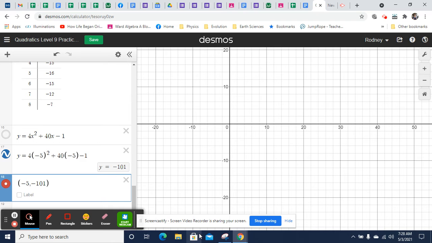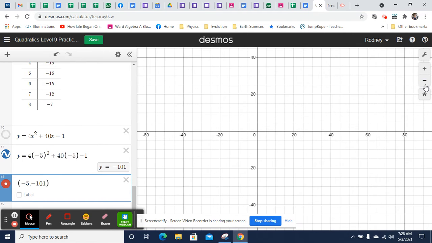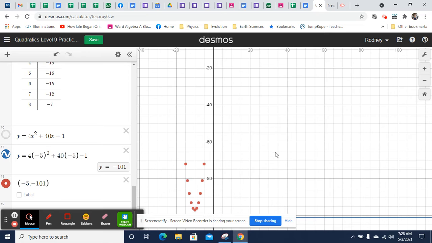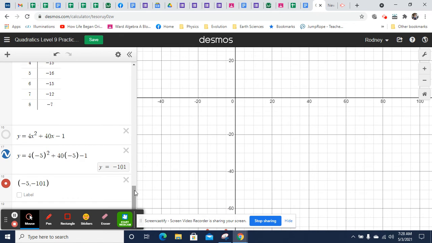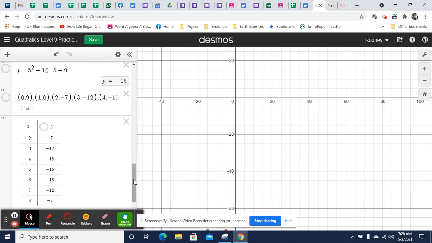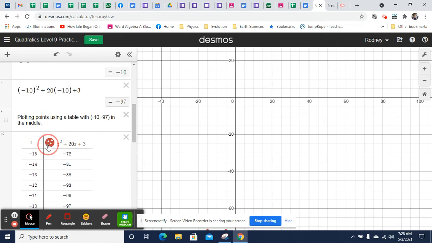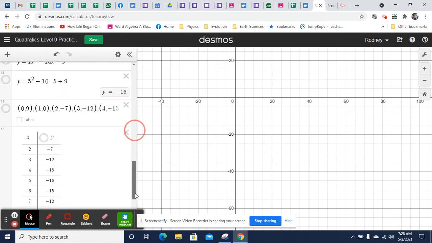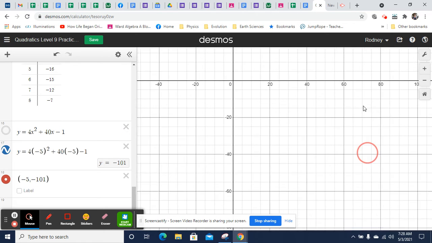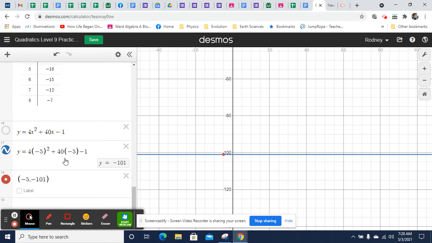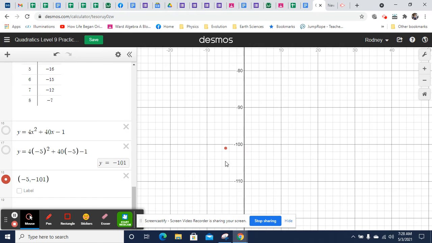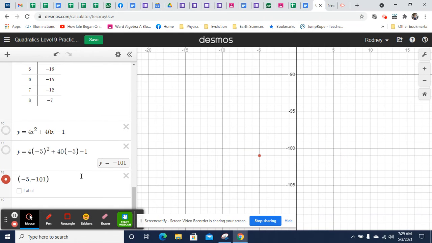Now, I'm going to zoom out so you can see that. Oops, I've got to turn off some stuff. Okay, so we've got this here. We're going to get down to this point here. So this is the vertex for my parabola. I'll zoom in a little bit. And I need to find 3 points on either side of that point that will fit the pattern.